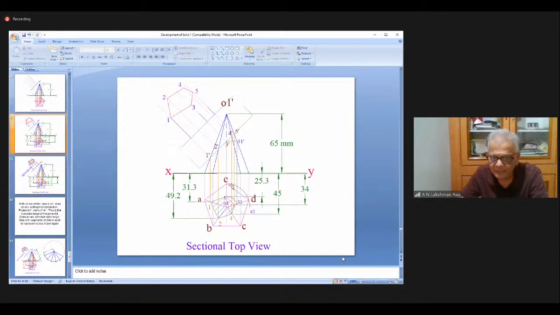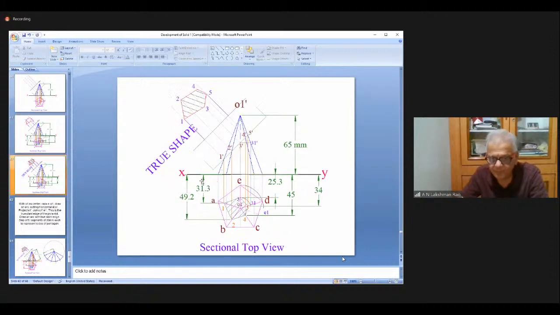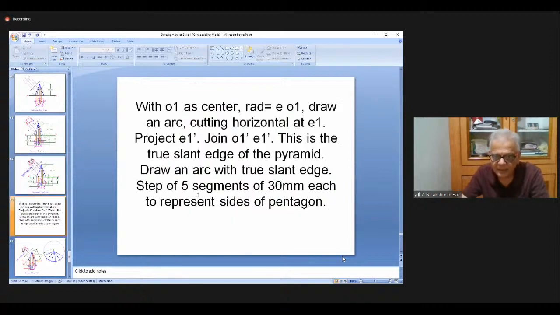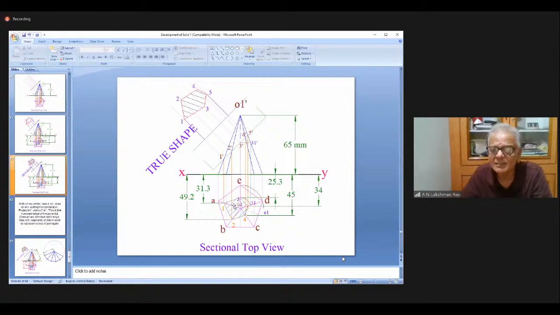Now I come to development. Dear students, now I want to know O1 dash, true length of the slant height. True length of the slant height I want to know. See, there are so many lengths. 1, 2, 3, 4. Out of these 4, which is the true length?